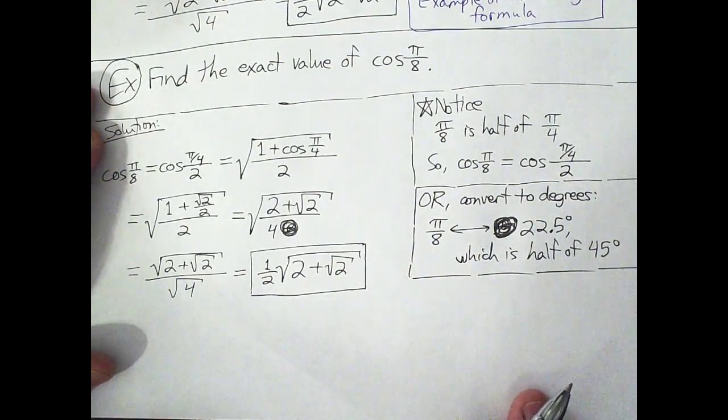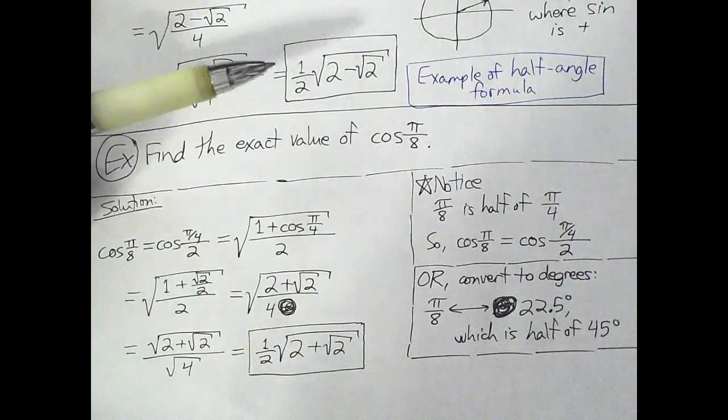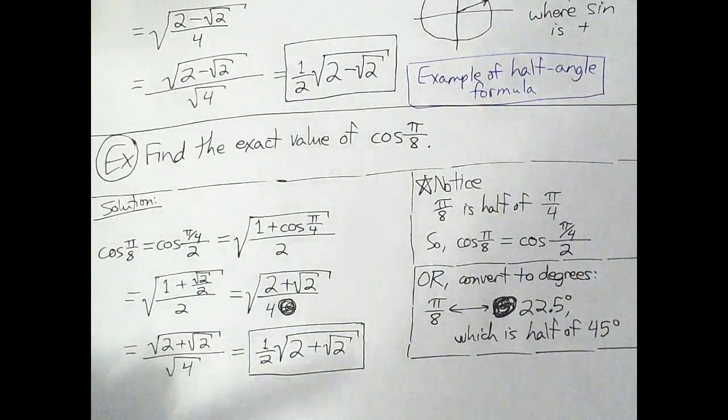I want to move the page up and show you that it looks almost like the answer we got in the previous problem, except there's a plus sign instead of a minus sign. And it's because we were doing cosine instead of sine that we wound up with very similar answers.